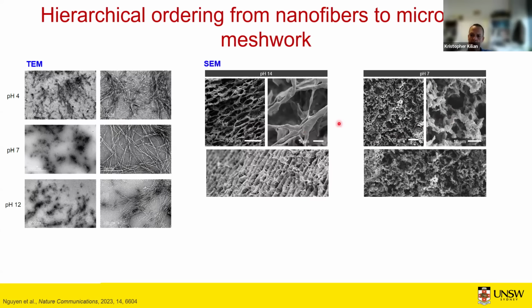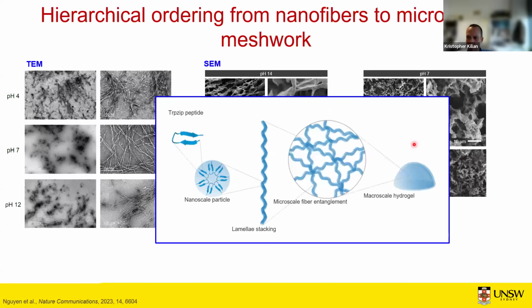And interestingly, this is microscale now, so this scale bar is 200 microns. We believe that there's this hierarchical ordering going on, and we've done some neutron scattering to prove this. And so what happens is these Trpzip peptides, these 10 to 12 mers, assemble into beta hairpins that then stack, and they form these disc-shaped particles, which stack and form these nanofibers, which then get entangled. And so it's this hierarchical structuring that turns out gives it some really unique properties, and I'll tell you a bit about those.